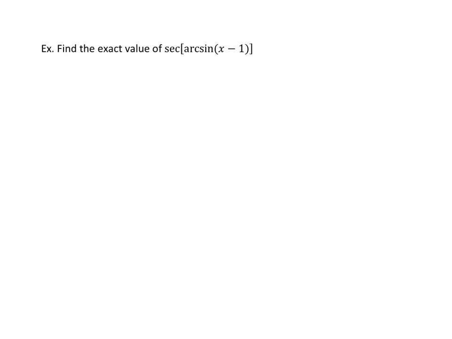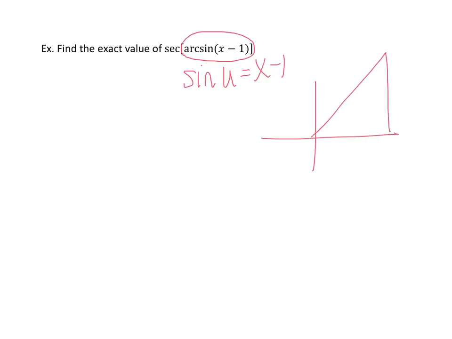And the exact value of secant of arcsine of x minus 1. Use this part to set up your triangle. That means that sine of u is going to equal x minus 1. So quadrant 1, opposite is going to be x minus 1, hypotenuse of 1. This one, missing side, square root of 1 squared minus x minus 1 squared.